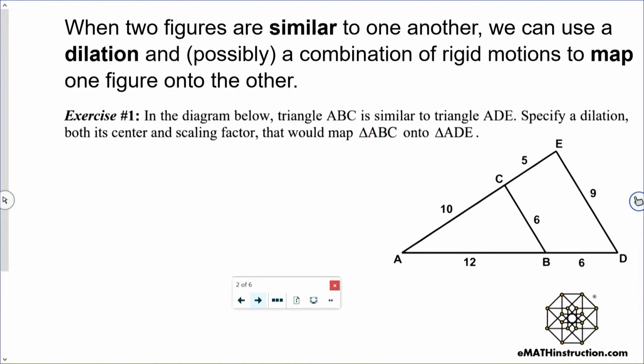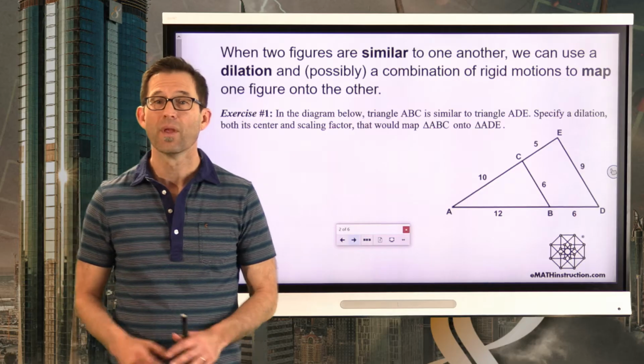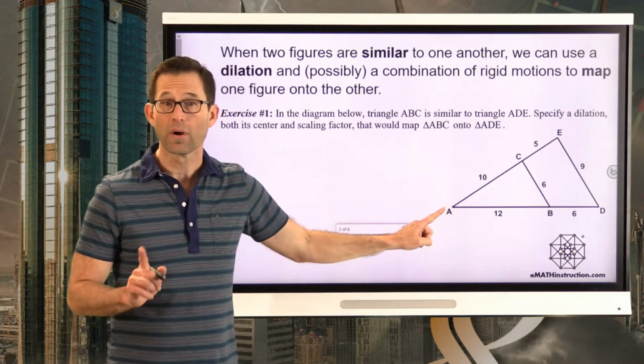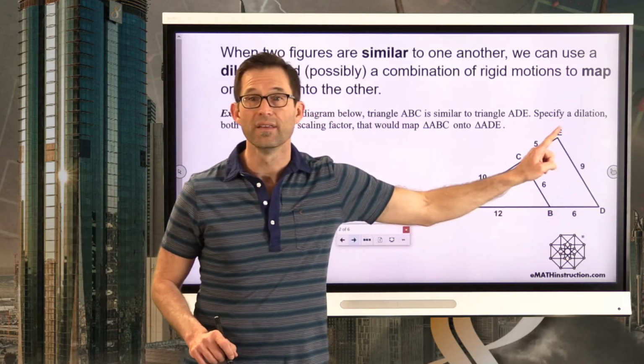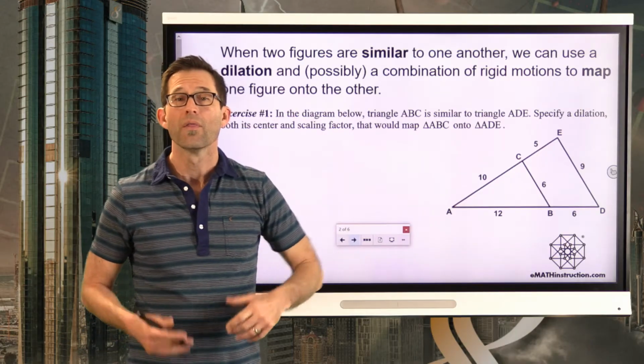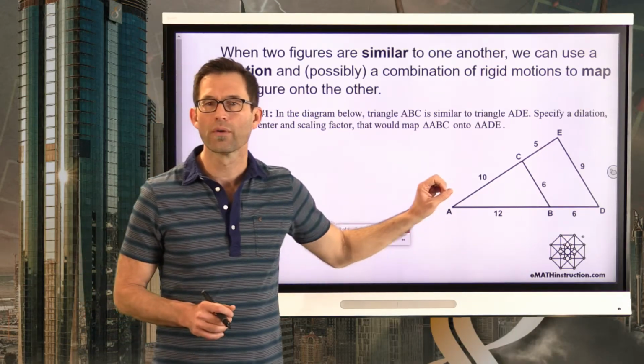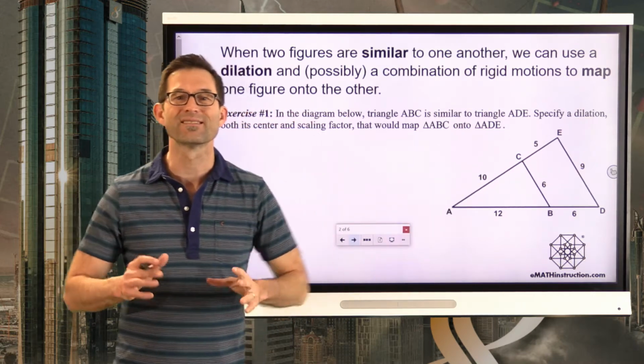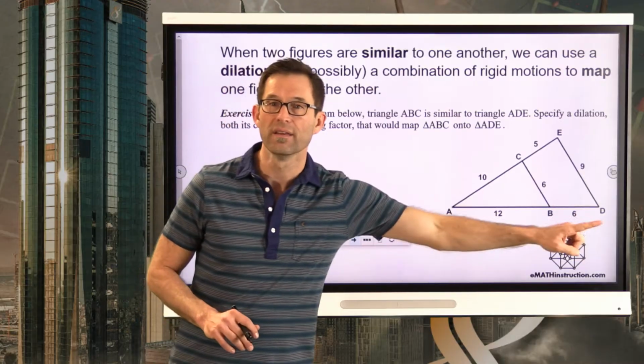In the diagram below, triangle ABC is similar to triangle ADE. Specify a dilation, both its center and scaling factor, that would map triangle ABC onto triangle ADE. All right, so in other words, triangle ABC is similar, I'm telling you, to triangle ADE. The question is, what dilation would stretch triangle ABC so that it then sits exactly on top of triangle ADE?